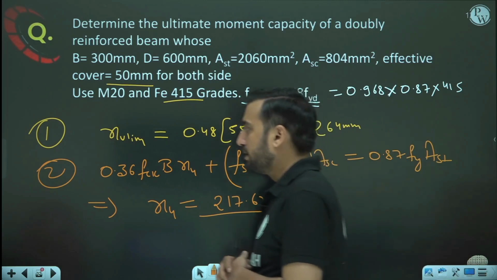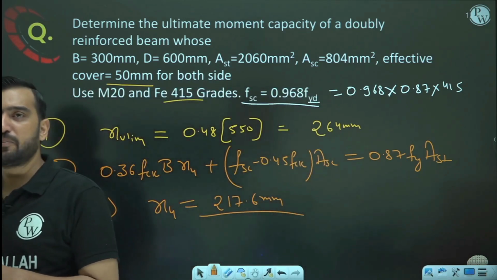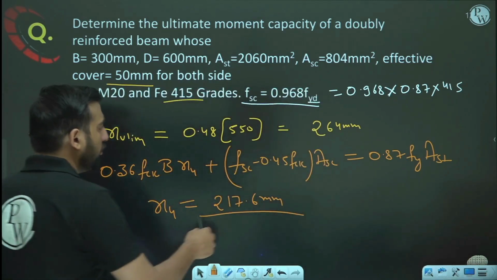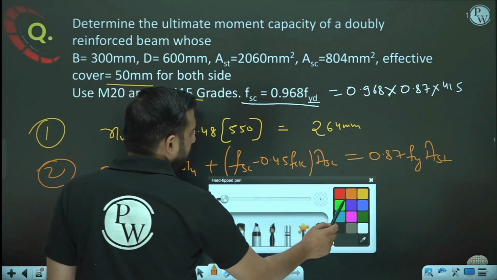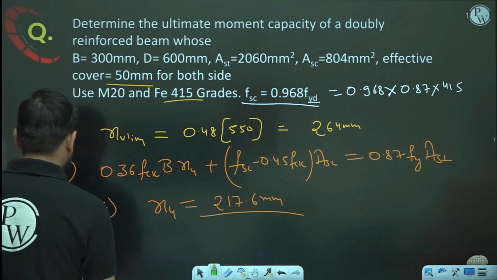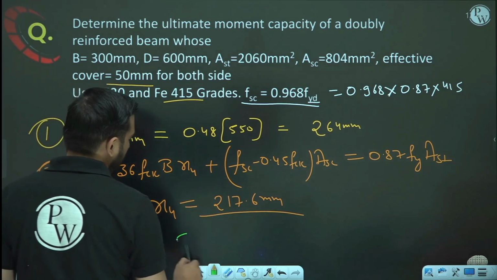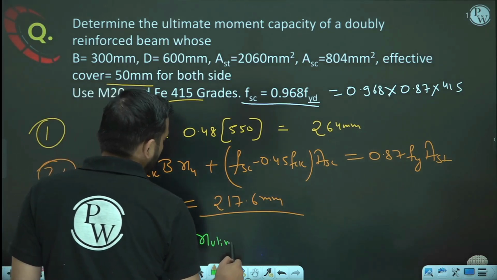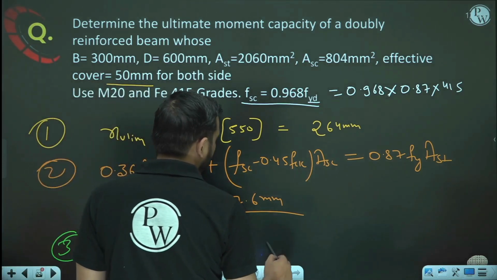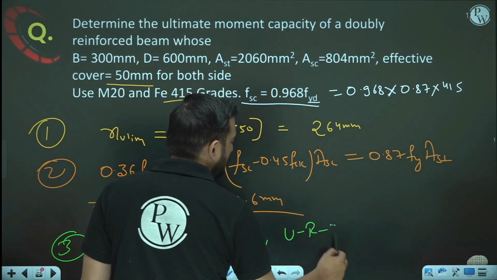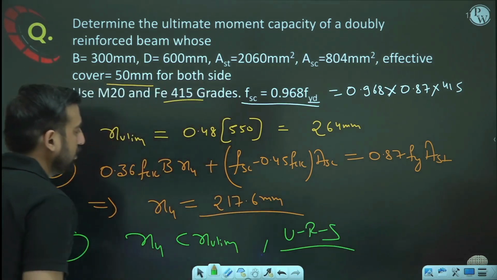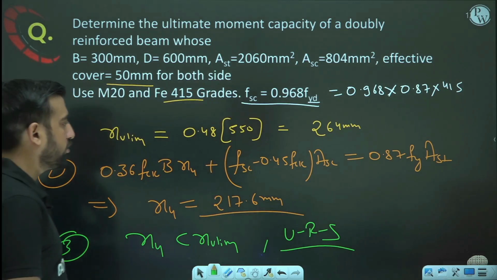Okay, dear. Now the third step is comparison. Here again you can see the value of XU is less than XU limit. So the section is an under-reinforced section. Here XU is less than XU limit, so the section is again an under-reinforced section.